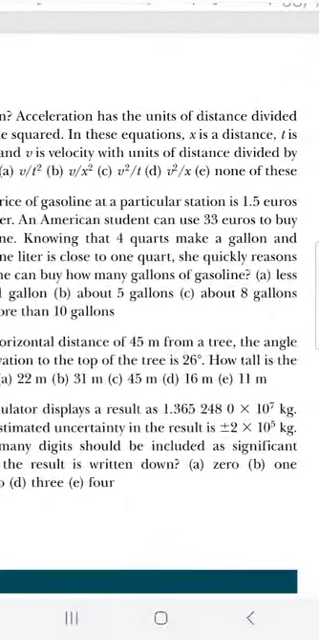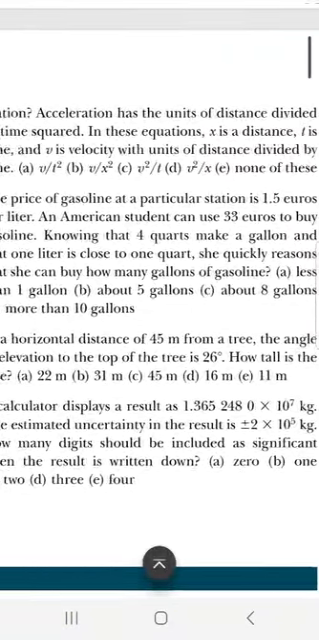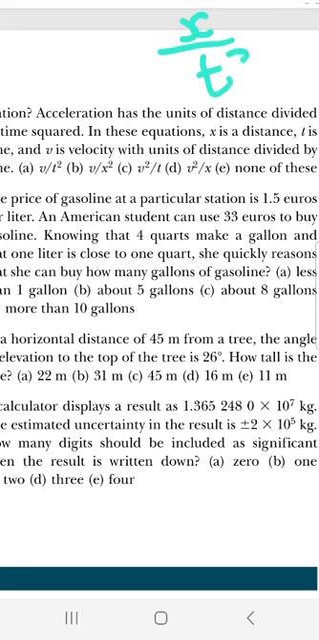I have x. The x is a distance, so x, unit of distance, divided by time squared. So it's basically x divided by t squared. I want to get this result. Let's try with the first option.